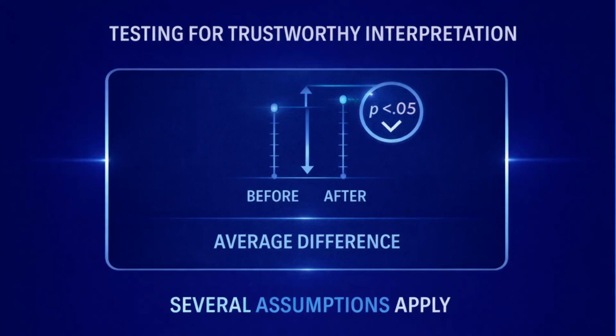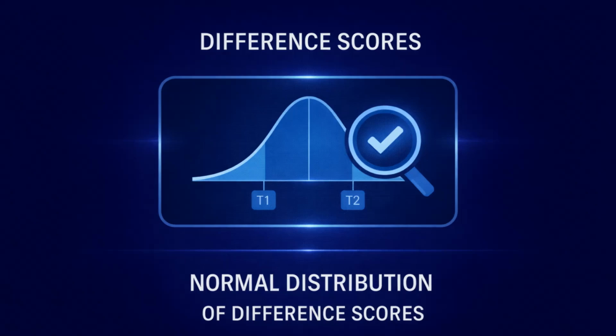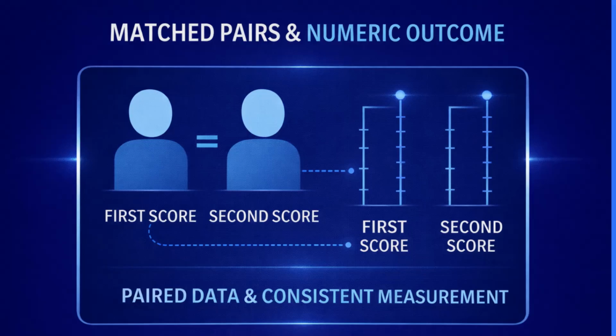This test relies on several assumptions that support trustworthy interpretation. The difference scores, meaning the changes from the first measurement to the second, should be approximately normally distributed. The pairing must be correct, so that each person's first score is matched with their own second score. The outcome must be numeric and measured consistently across both measurements.